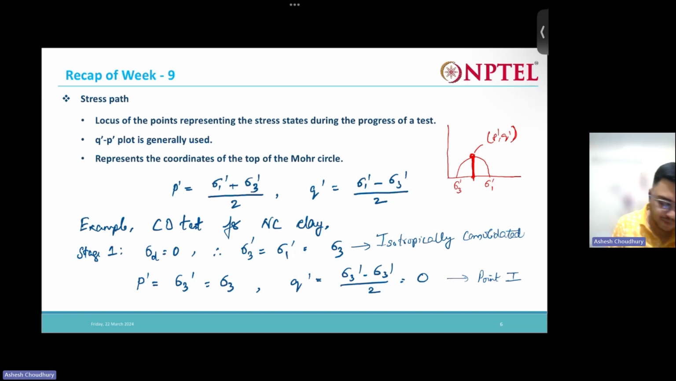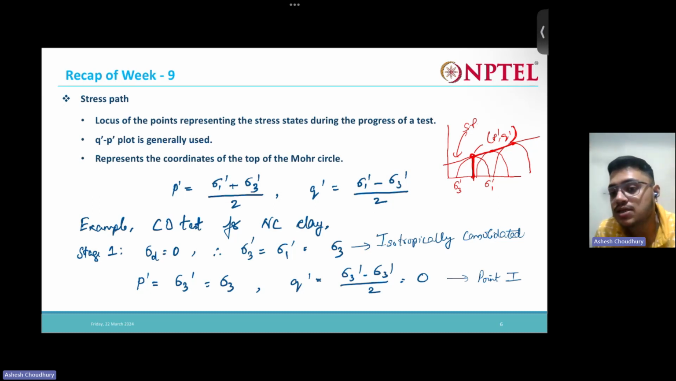stress path. Say for one set of sigma 3 values, we have this circle. Again, we can have one more circle like this, one more circle like this. So if we join all these points, this point again, this point, that will give us the stress path.